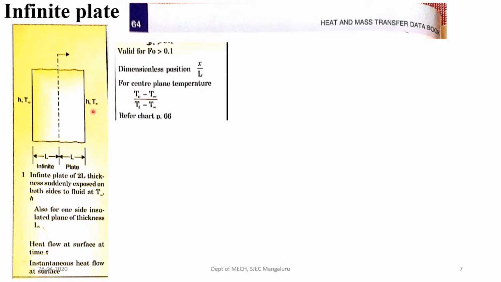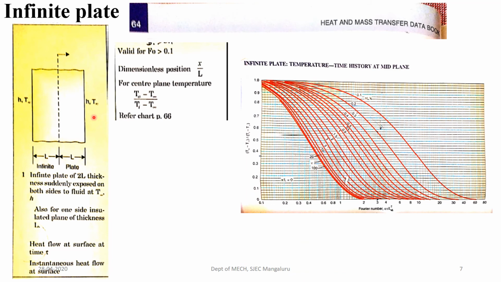Now this is valid for Biot number, actually it should be Biot number, not Fourier number, greater than 0.1. Dimensionless position is x by L. First we have to find out the center plane temperature at any given time t, that is at this point. Here we use the first graph. This is called the time history at mid plane graph. I will explain in a later slide.